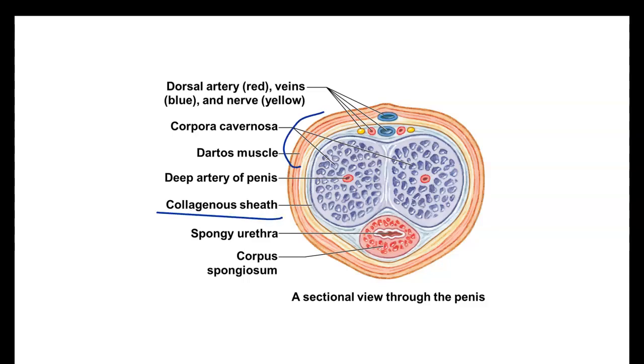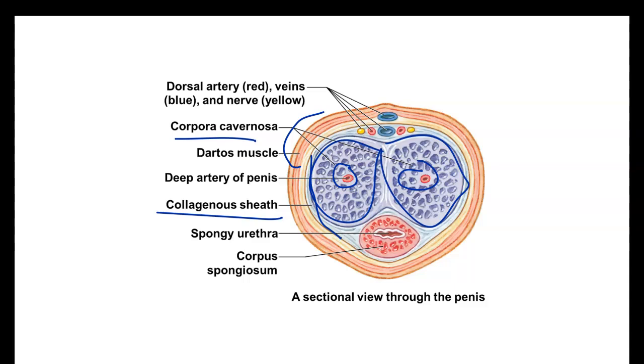Now this one is going to show you the collagenous sheath that goes around. And then in the inner portion, you have the corpora cavernosa. That's going to be that hollowed out tissue. You can see all the different holes there. That's what's going to fill with blood. And so you have these deep arteries that are going to be found inside there. They're going to release that blood to fill up that tissue to help cause the erection.